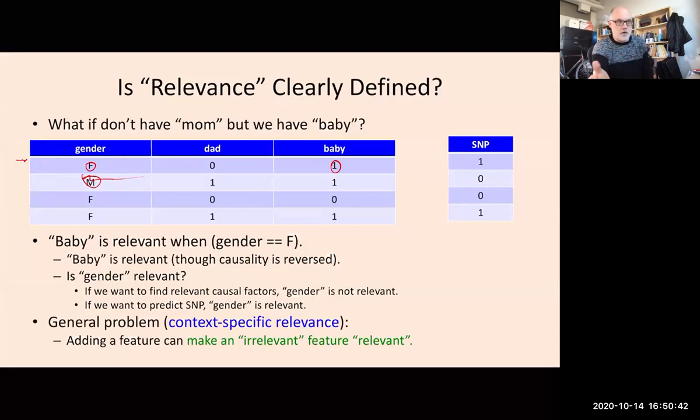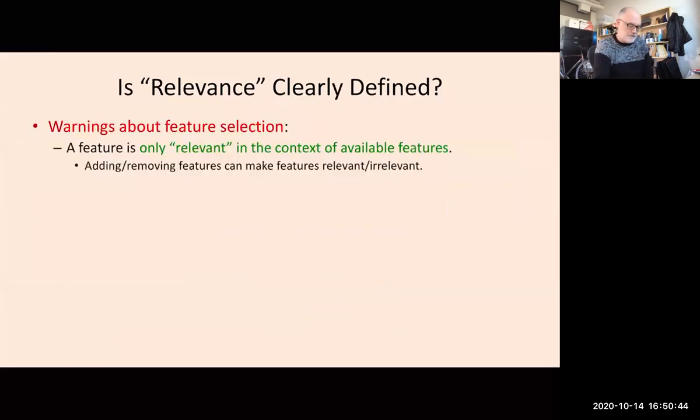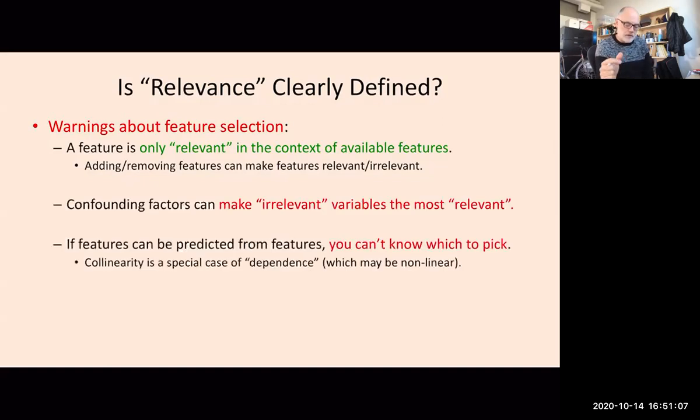Okay. This is all a very long-winded way to get to saying basically that when you're doing feature selection, which you will be asked in industry and in reality to do, there are some things you have to have in mind. You need to know this stuff and go back to it, right? So a feature is only relevant in the context of other available features, right? And in fact, even worse than that, adding or removing features can make features relevant or irrelevant, right? Confounding factors can make irrelevant variables the most relevant, right?